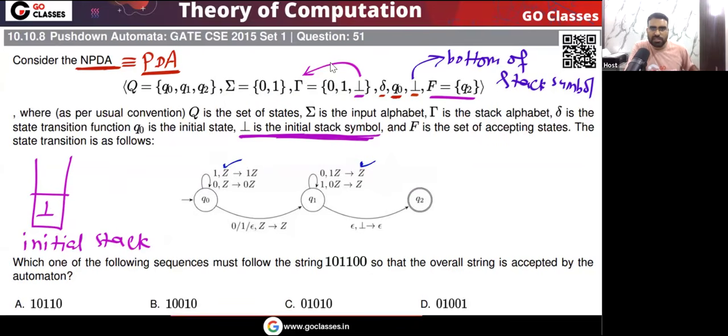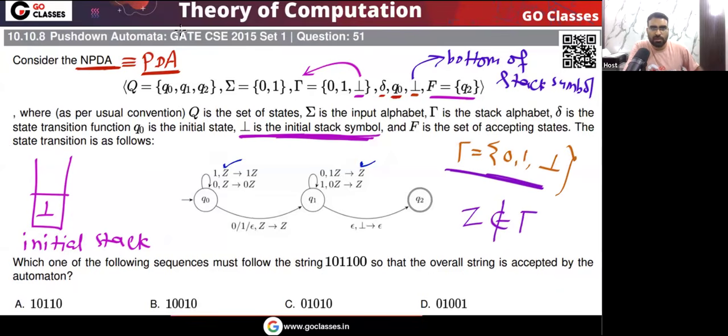This Z is not even the stack alphabet. The stack alphabet is already given to you. In the stack, you can put 0, 1, this symbol. This Z does not belong to the stack alphabet. Then what is this Z? Simple question I'm asking you. Think about it. Let me know.